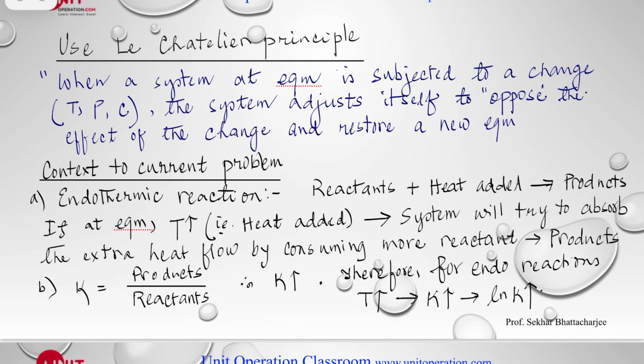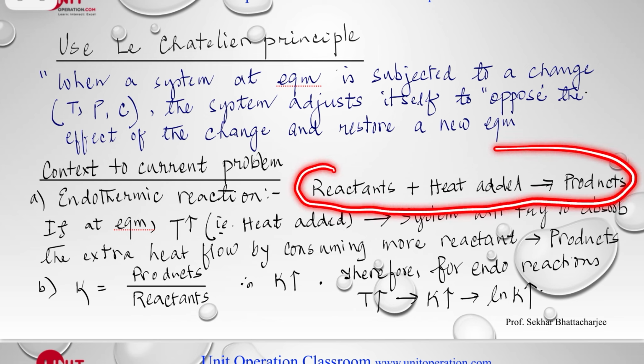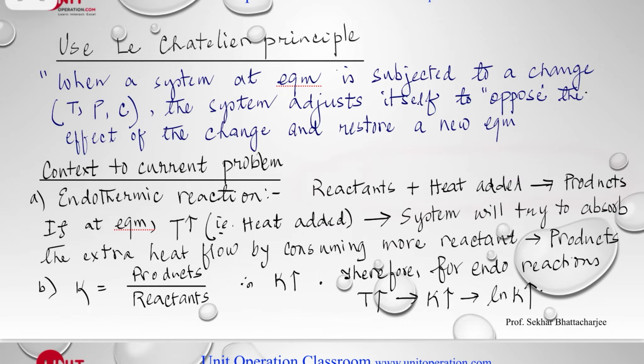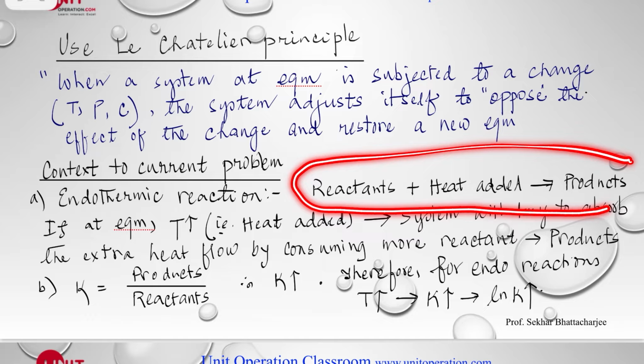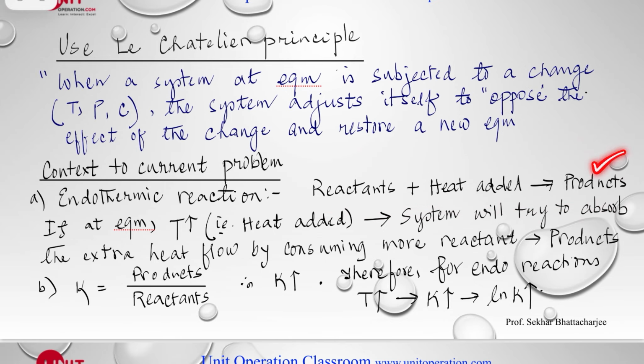So how does that apply to this particular problem? For an endothermic reaction, we can write the reaction as this. That means the reactants absorb heat, so we have to supply heat to the system to carry out the reaction. So reaction plus heat is product. So that is basically an endothermic reaction. So if we increase the temperature, that means we are adding heat to the system.